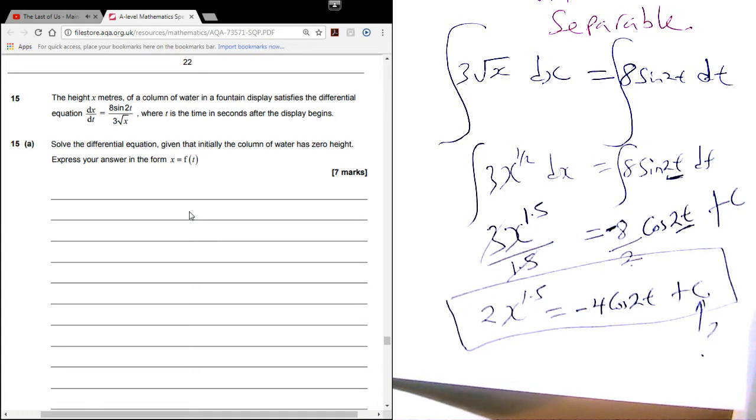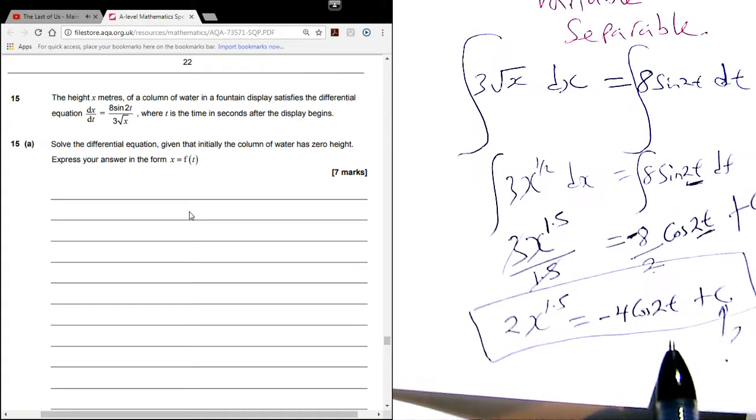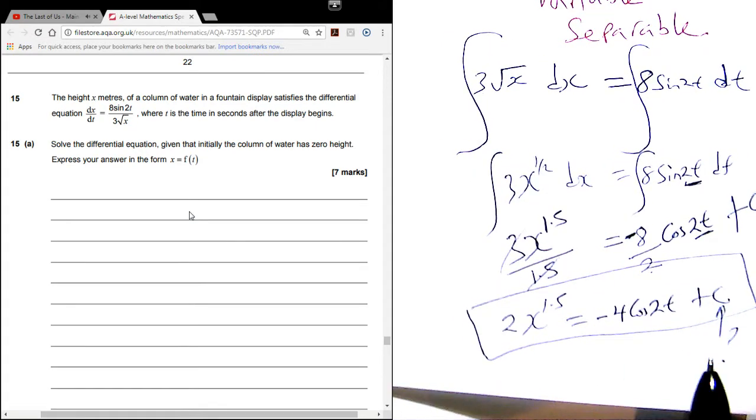So they said to us that it has 0 height initially. So that means at the time t equals 0, the height was also 0. So when t is 0, x is 0. We can slot those values in and see what c becomes.